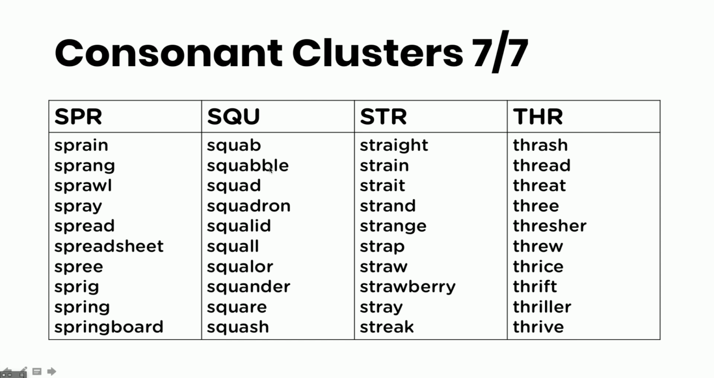Squ, as in squab, squabble, squad, or squadron. Str, as in straight, strain, strait, and strand. And thr, as in thrash, thread, threat, and 3. Cool bananas, they are the consonant clusters.